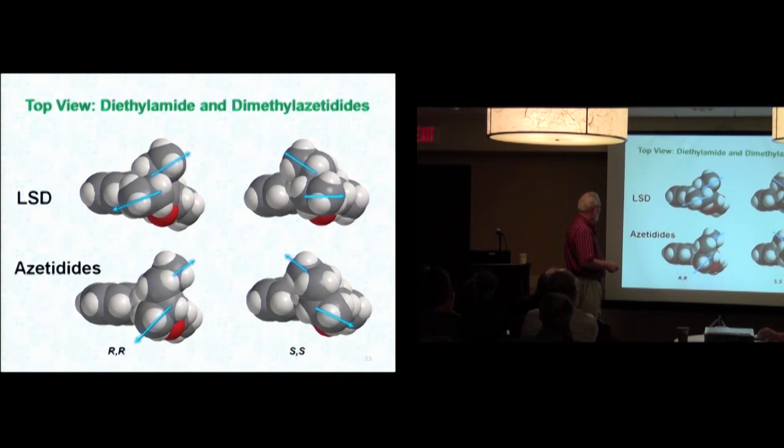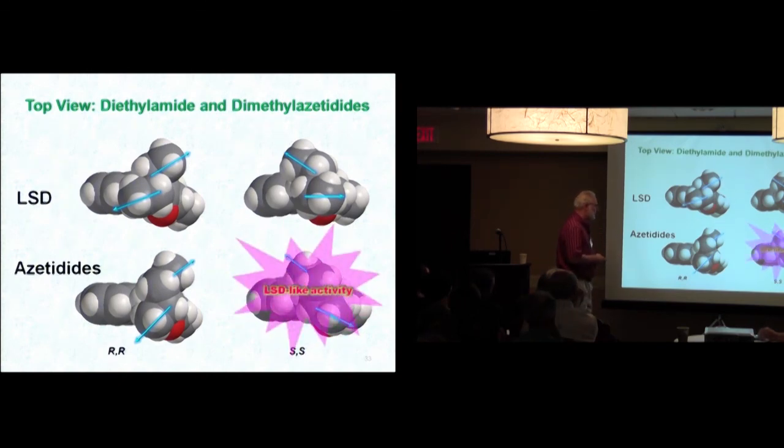And this is the top view of the azetidides, where the front one's down and the back one's up, and the front one's down and the back one's up. And you can see the relationship between these two. And then we tested these along with the cis isomer, and it was this SS azetidide that had the LSD-like activity.